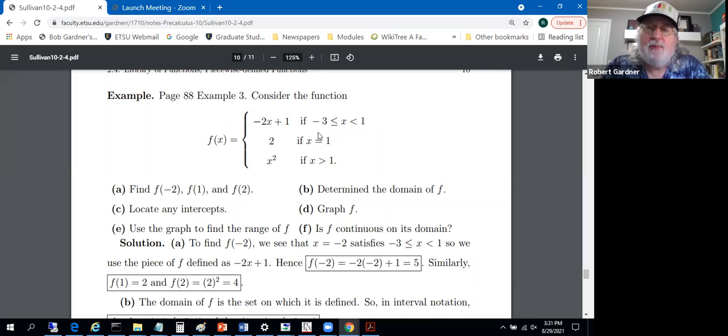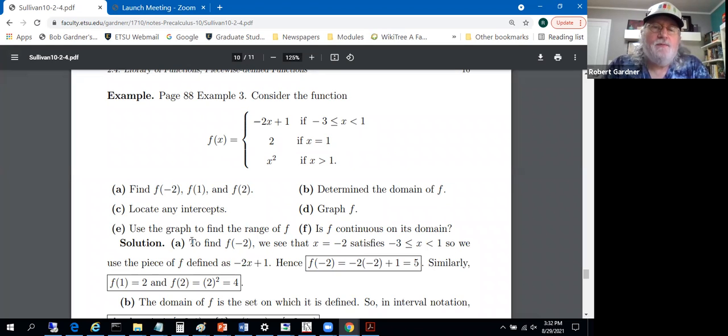What if you try to plug in a number less than -3? Well, it's not defined there. That's not in the domain. It's defined where they've defined it. They've defined it from -3 to 1, 1, and then values greater than 1. To further illustrate that, find these values. Plug in -2, 1, and 2. What function values do you get? Which piece do you use?